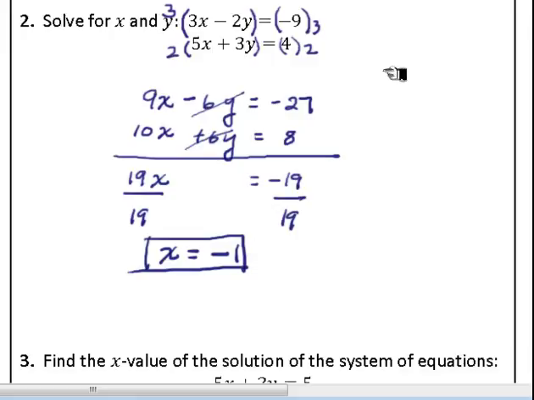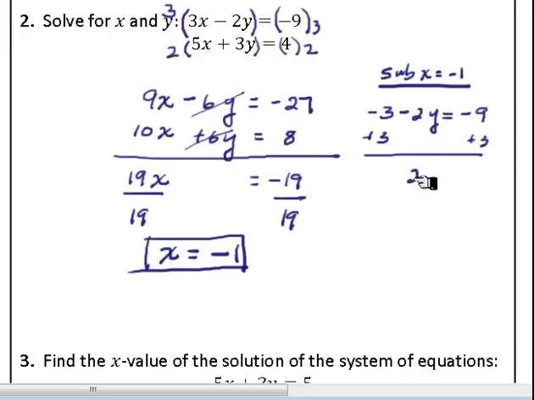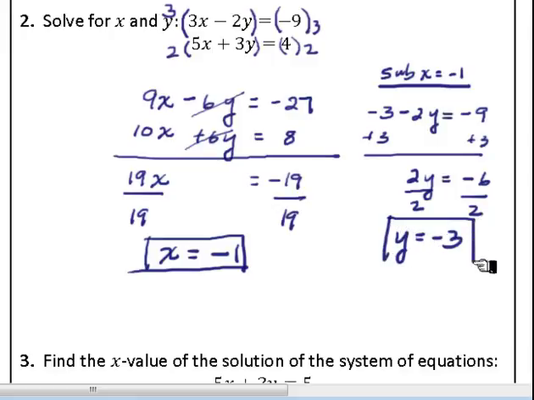Now let's find y by substituting x equal minus 1. I'll do it in the first equation, and we have minus 3 minus 2y is equal to negative 9. Okay, solving for y, we'll add 3. And we have 2y is equal to minus 6. Divide by 2, and we have y is equal to minus 3. So that's our x solution and our y solution, and in point form that would be minus 1, minus 3.